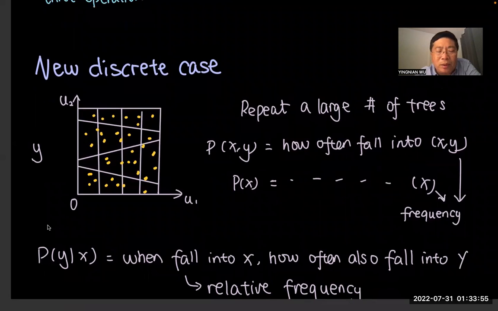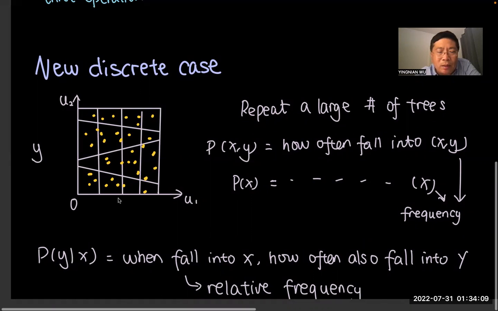And then you can also interpret the conditional probability of Y given X as: when the point falls into X, how often does it also fall into Y? Or in other words, among all the points that fall into column X, what's the proportion of the points that fall into the XY cell? So conditioning on X means not among all the points in the unit square, but among all the points that fall into column X, how often it falls into the cell XY. Therefore, it's clearly Pxy divided by Px.